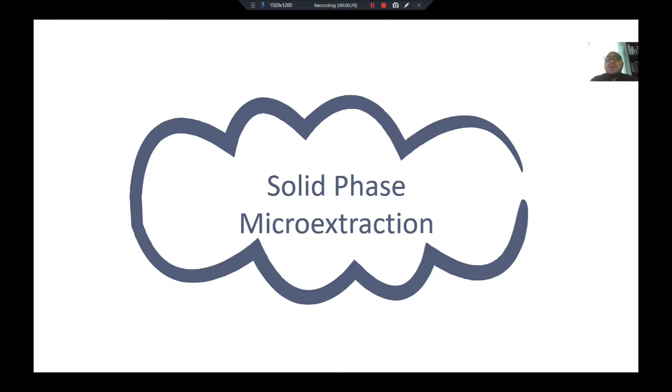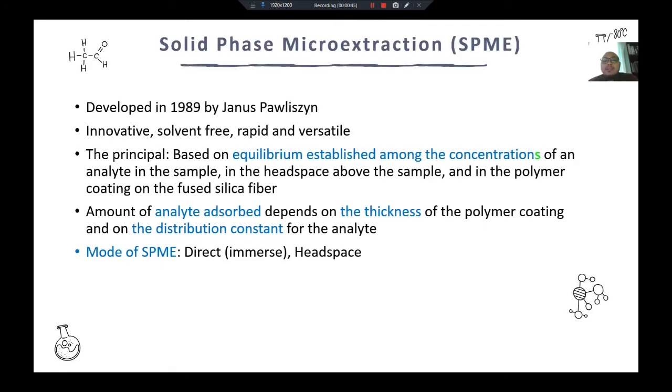Okay, this is the micro SPE. Here is the solid phase micro extraction. Okay, because the name is just kat depan, kat belakang je kan. So memang agak mengelirukan lah, but I believe that you can do that well. Okay, so the next one we will look into the solid phase micro extraction. Okay, here is the history, blah blah blah, innovative, solvent free, rapid and versatile. Okay, the best thing about solid phase micro extraction is that you don't require to have any solvent. Okay, solvent free.